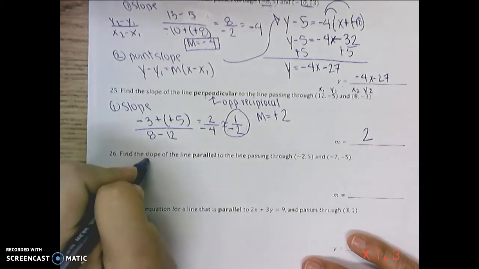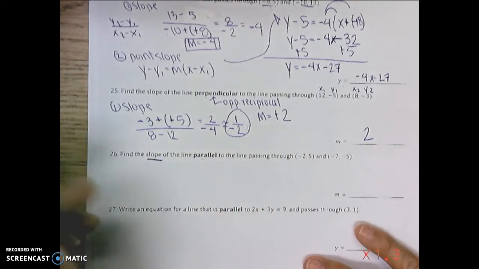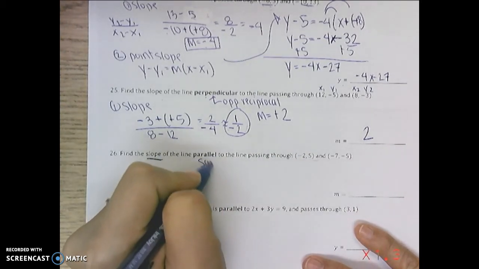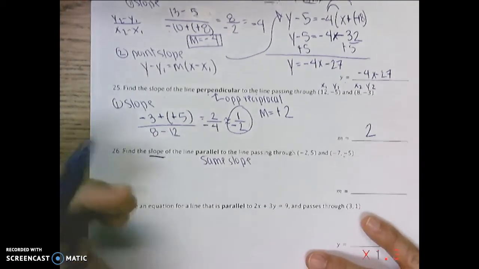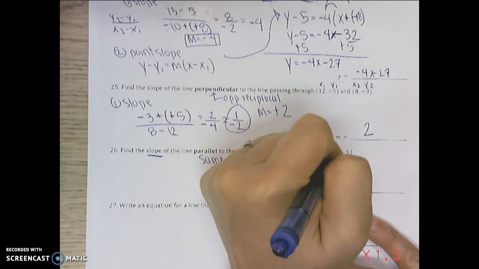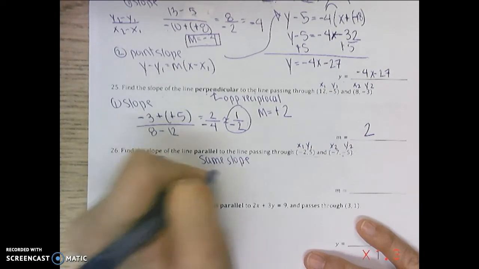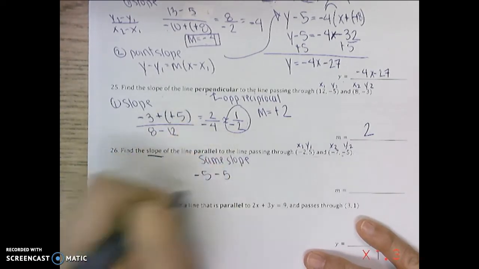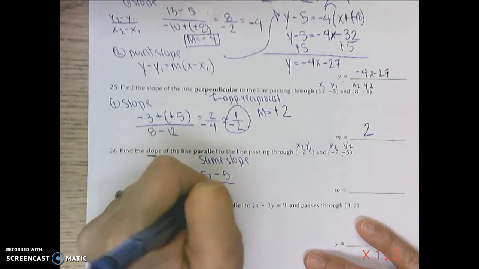The next one is find the slope of a line parallel passing through these 2 points. All right, parallel, same slope. So all I need to do here is find my slope. Again, I'll label it x1, y1, x2, y2, and plug in accordingly. Negative 5 minus 5 over negative 7 minus negative 2.